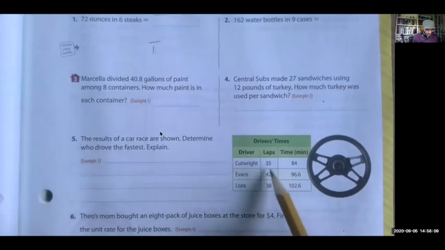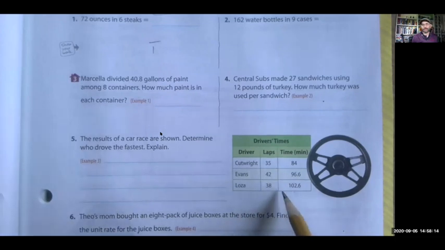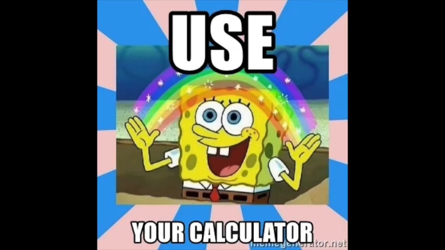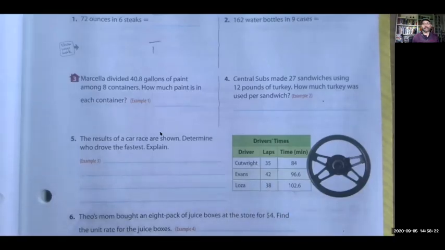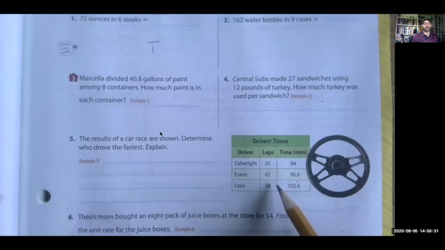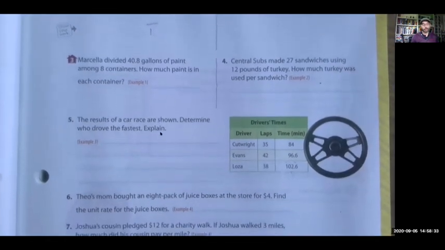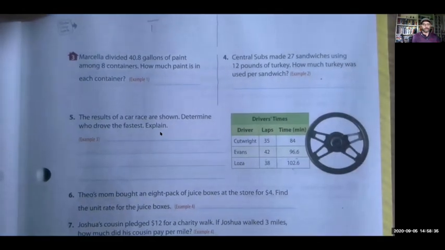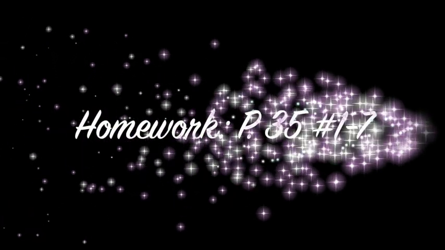This one is just like I did with the kids running laps, except it's cars. If you have really big numbers that you have to divide, like 102.6 divided by 38, go ahead and use a calculator. It's okay with me, because I just want you to get the idea of how to do the problem. I don't want you to get hung up on some big division problem that you have trouble with. So yes, it's okay to use a calculator for these problems. We might have some later on where you can't use a calculator, but for this, go ahead and use a calculator.